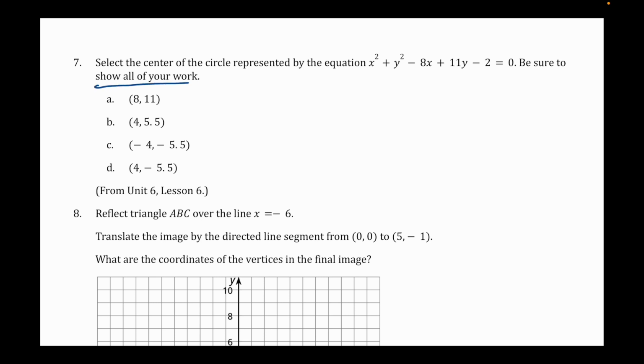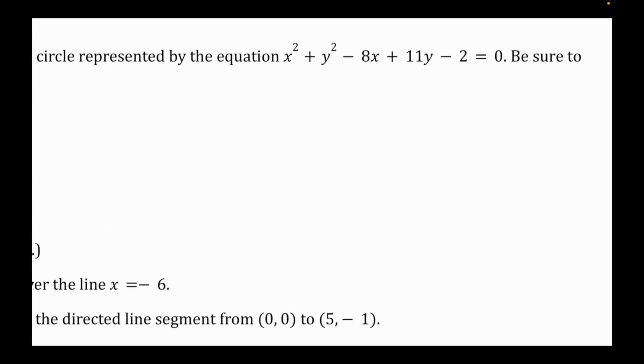So if we want to show all of our work, that means we're going to be completing the square a couple times here. And then I have some different numbers there. It looks like a couple of them are 4s and negative 5.5s. So something tells me it might be those, because 8 and 11 stands out a little bit from that whole group, but you never know. So let's just do this work here first.